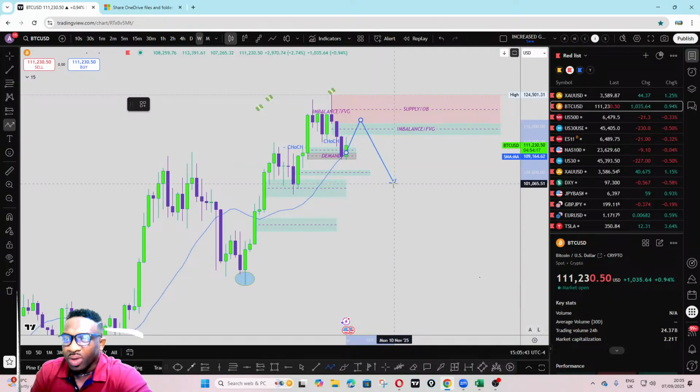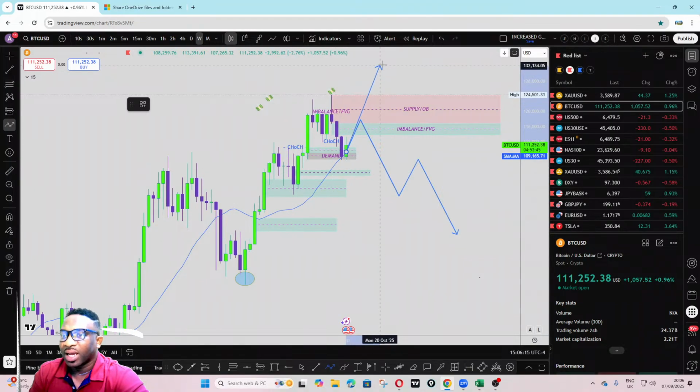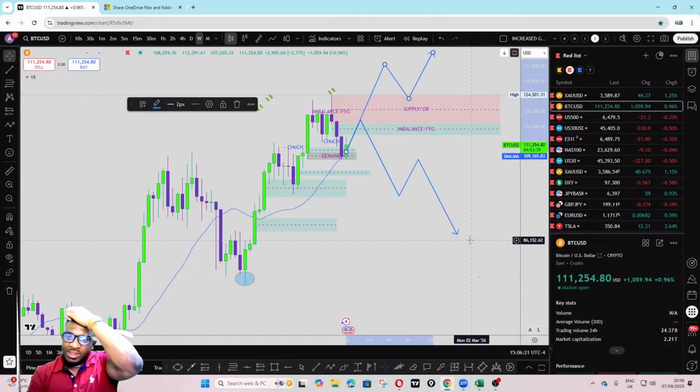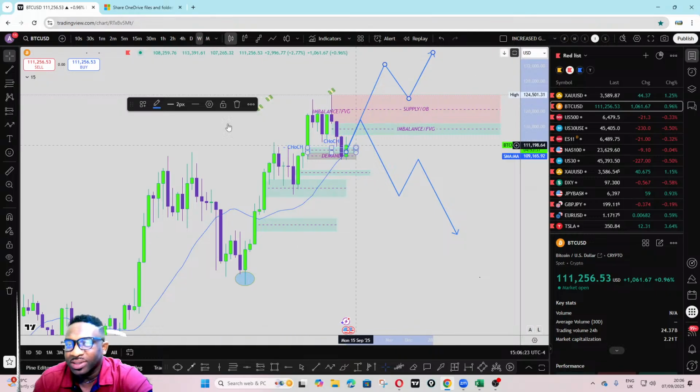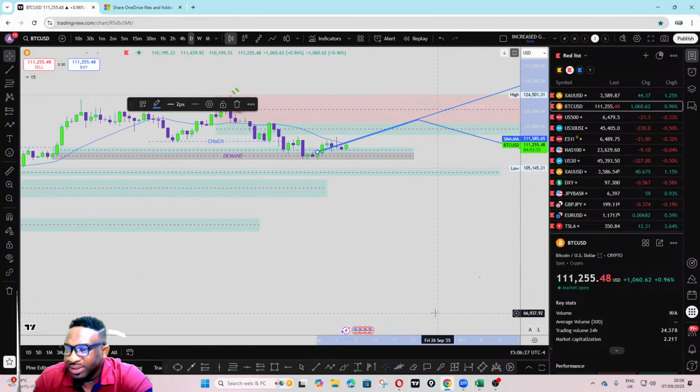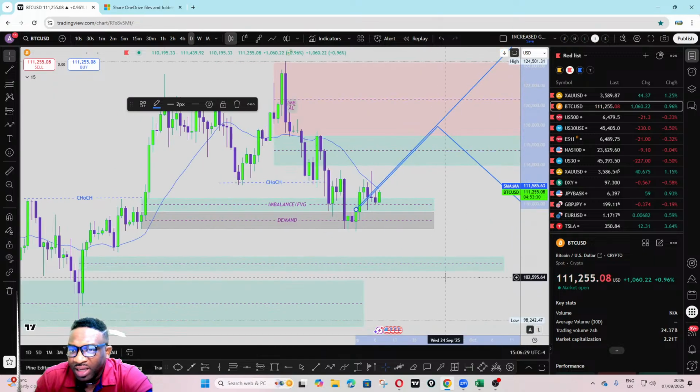If we're taking a trade here, it should be a confirmation entry to the downside to take out this liquidity resting here, the highs, creating a new all-time high, and then continuing from there. So that's how I see BTC. This is on the weekly time frame. If we go down to the daily, we can further refine our zone.